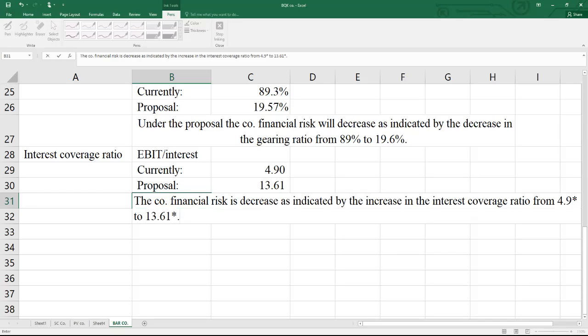But don't forget, it's not a good proposal to the shareholder. Why? Because the shareholder's wealth is decreasing, if you still remember. But anyway, for part C, that's the comment. For part B, not a good proposal. For part C, a good proposal. Clear?